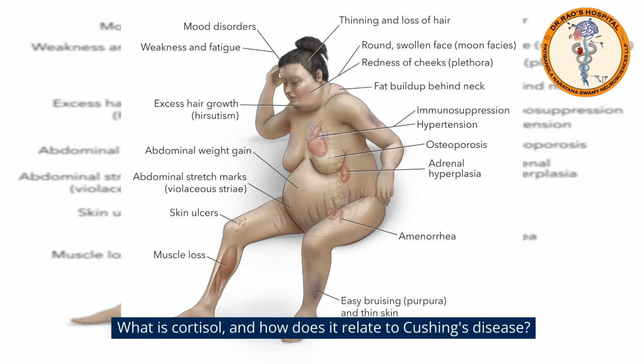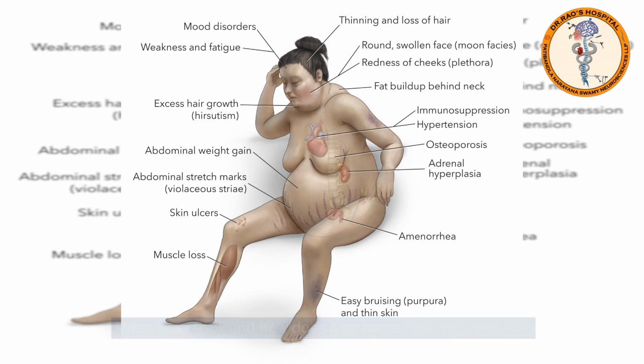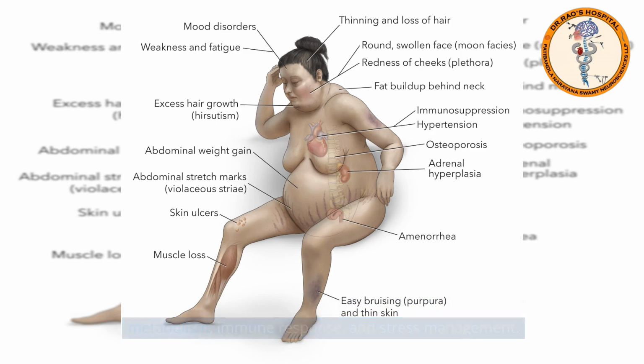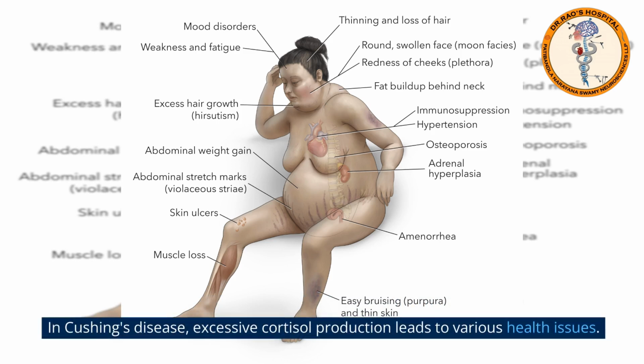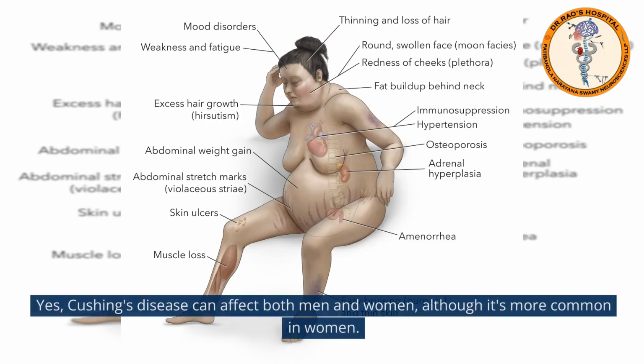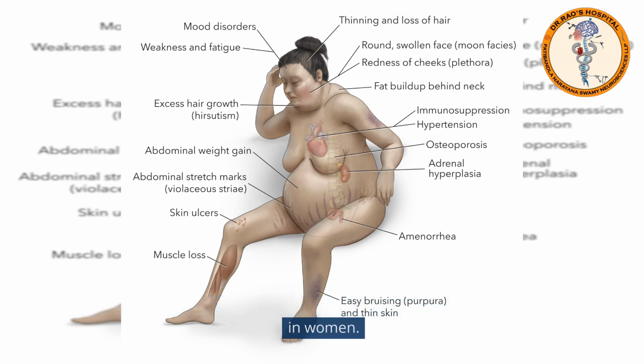What is cortisol, and how does it relate to Cushing's disease? Cortisol is a steroid hormone that regulates various functions in the body, including metabolism, immune response, and stress management. In Cushing's disease, excessive cortisol production leads to various health issues. Can men develop Cushing's disease too? Yes, Cushing's disease can affect both men and women, although it's more common in women.